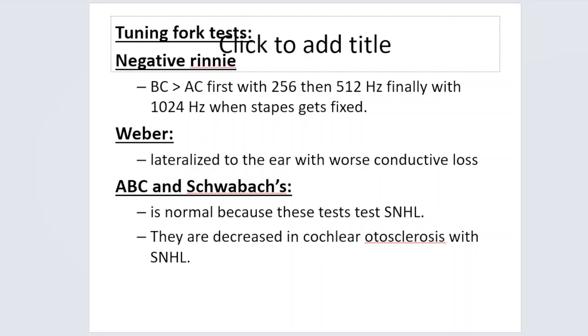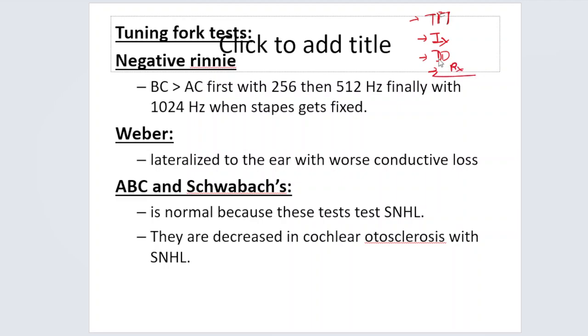Hi everyone. So today we will be discussing otosclerosis, the third part of otosclerosis. We'll be continuing from the second part. Today we'll be discussing the tuning fork test, the investigations that we have to perform in a case of otosclerosis, the differential diagnosis of otosclerosis, and the treatment.